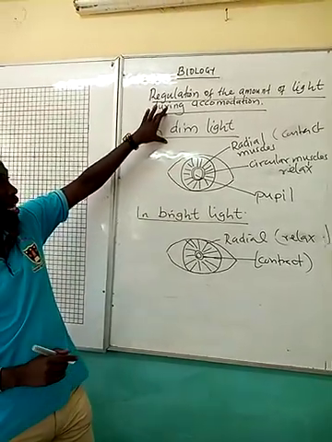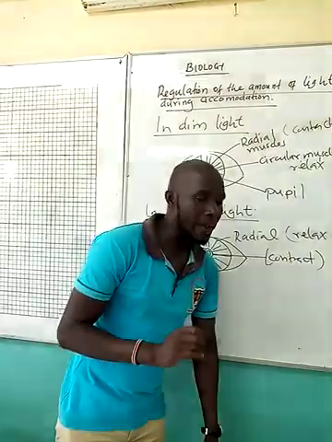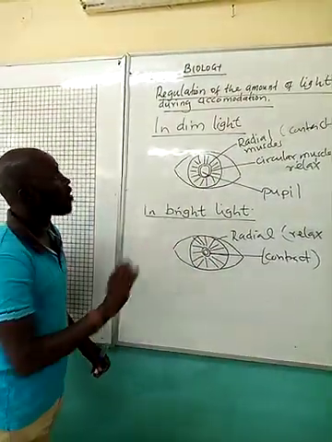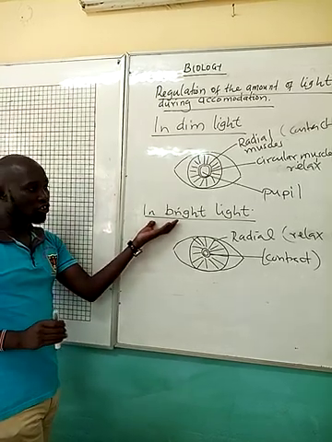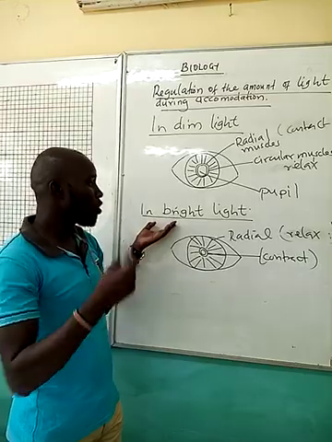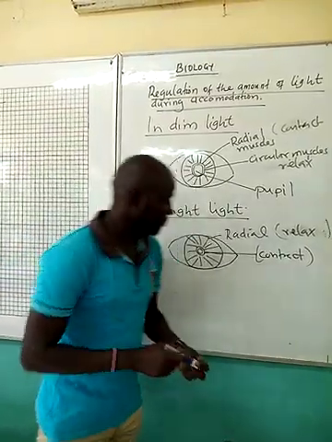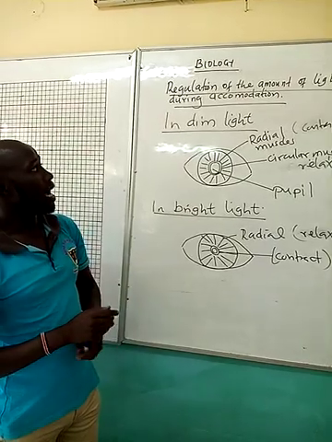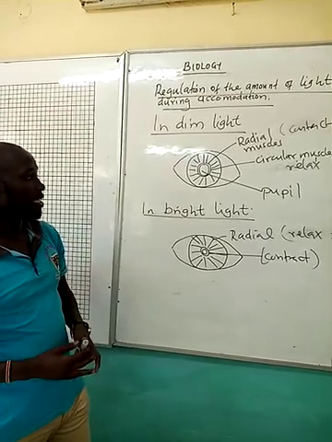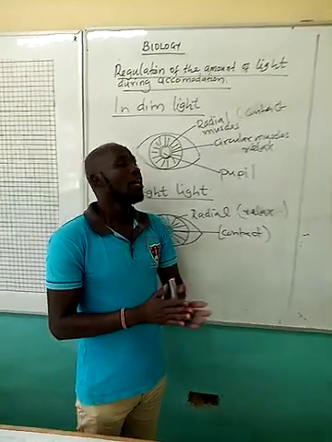It is because in the rods there is a photoreceptor pigment called rhodopsin, while in bright light, when we have high light intensity, the cones contain a photoreceptor pigment called iodopsin. That is how the light is regulated during different light intensities.